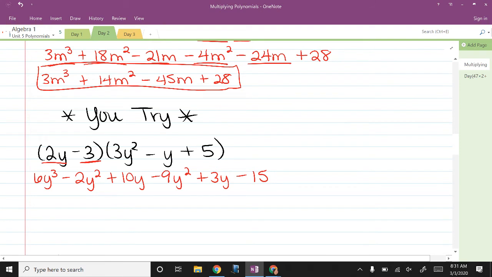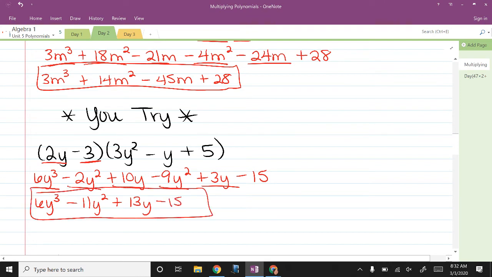I multiplied 6 times. All right, now I'm going to combine like terms in decreasing order. My highest exponent is y to the third. So 6y to the third. Then I do my y squares. What's negative 2y squared minus 9y squared? Negative and negative, negative 11y squared. And then positive 10y plus 3y, plus 13y, and then minus 15. Raise your hand if you got that for your final answer.